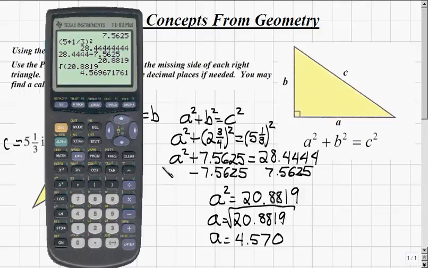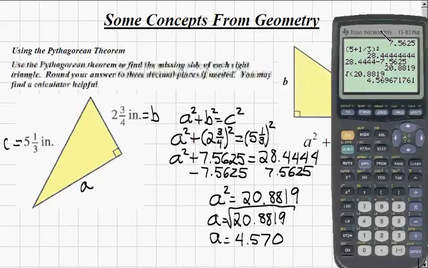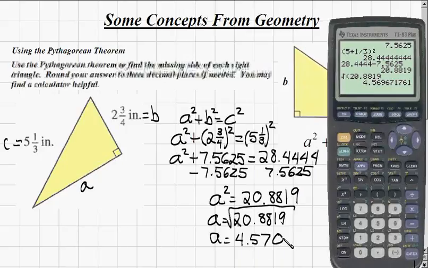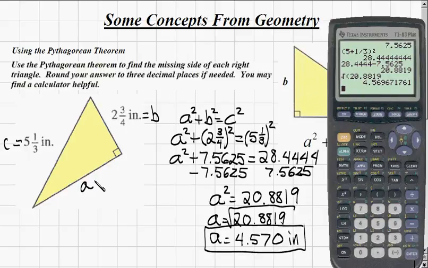So this number squared is roughly 20.8819. We say roughly because we had to round our answer. If we had used our precise answer, it would have been squared to give us our precise 20.8819. So a, which is 4.570, is the remaining side of our right triangle, and that would be our answer in inches. Here's our answer listed to the lower right, and what it means is a would be 4.570 inches for our triangle. And that's our final answer.